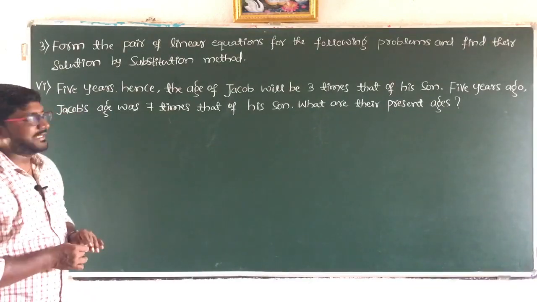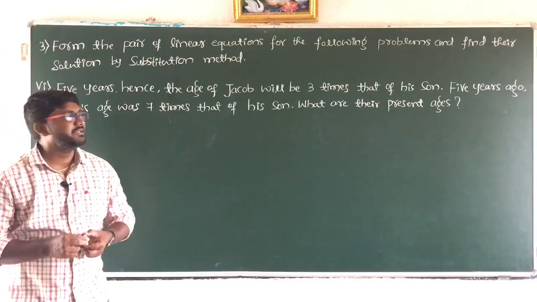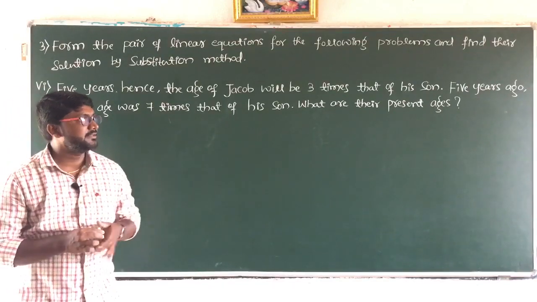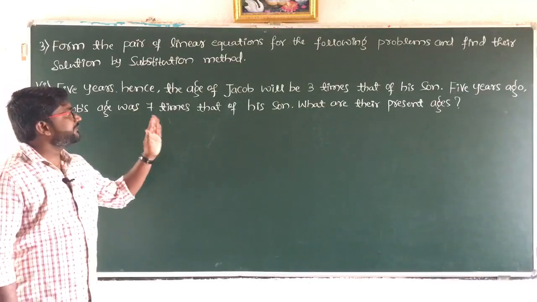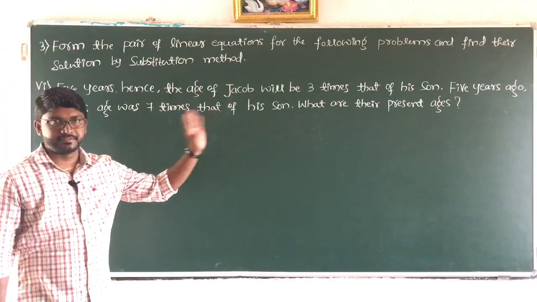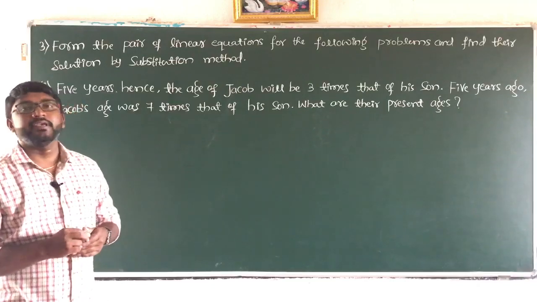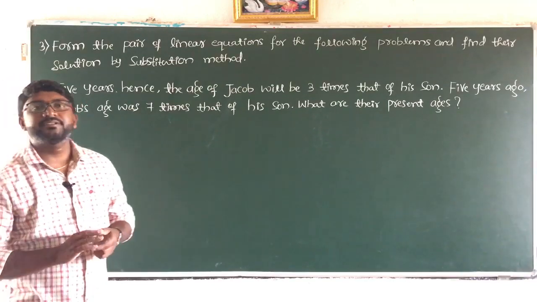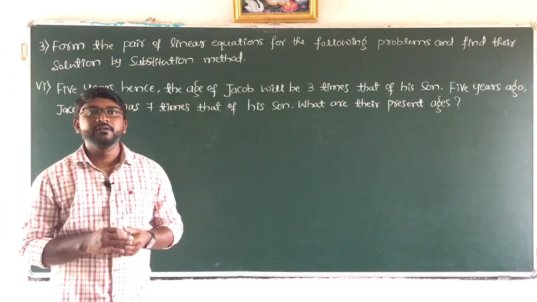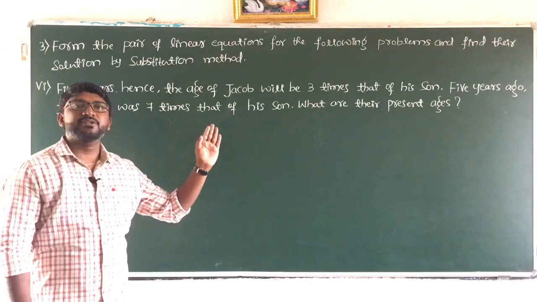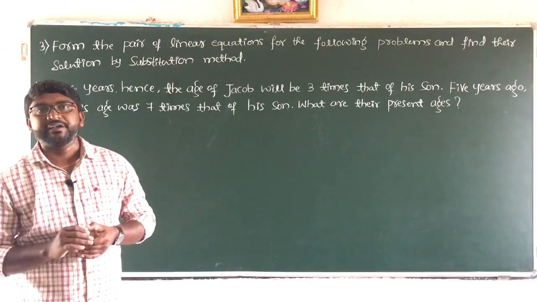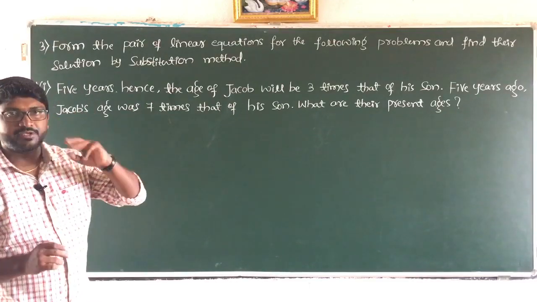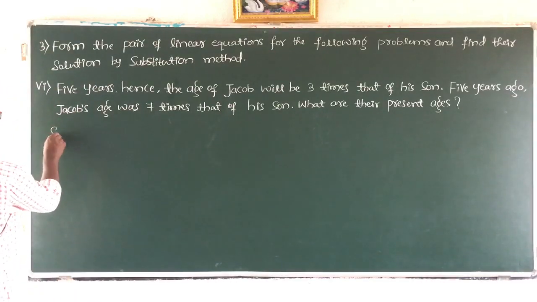5 years hence the age of Jacob will be 3 times that of his son, and then 5 years ago Jacob's age was 7 times that of his son. What are their present ages? So here we don't know the present age of Jacob and his son. So I take the present age of Jacob as x years and the present age of his son as y years, and then we get 2 cases. So we will go for the solution.